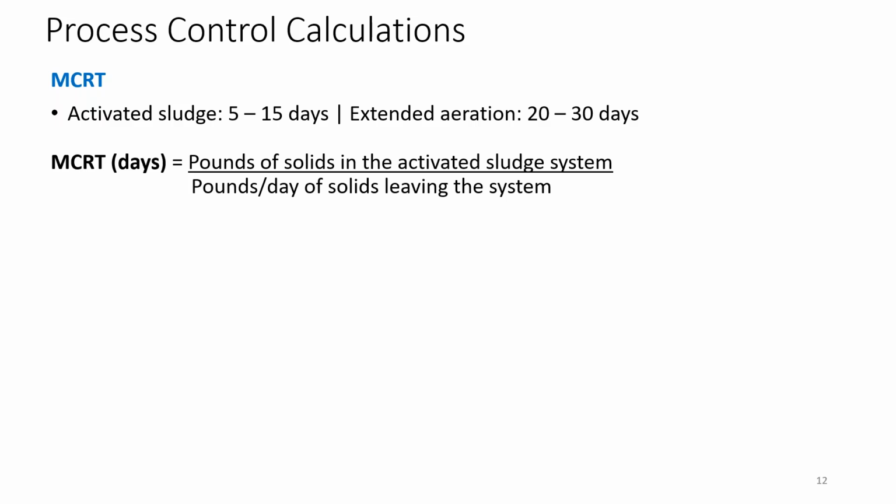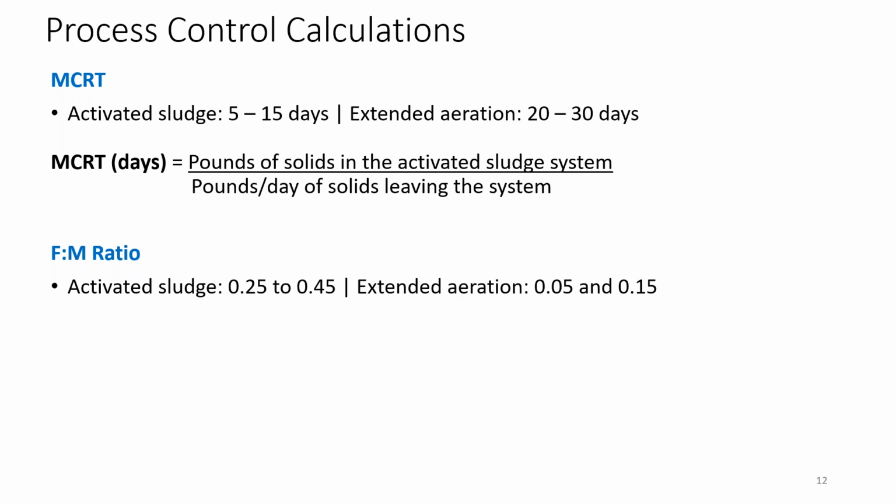We look at the total amount of pounds of solids that we have in the activated sludge system. We have the recirculation of the sludge into the aeration, and we're holding a certain concentration of mixed liquor suspended solids. And then we divide that by the pounds per day of solids that are leaving the system. So we have a waste sludge flow as well. If we turn the waste sludge flow higher, it'll shorten that MCRT. And if we lower the waste sludge rate, it'll increase the MCRT.